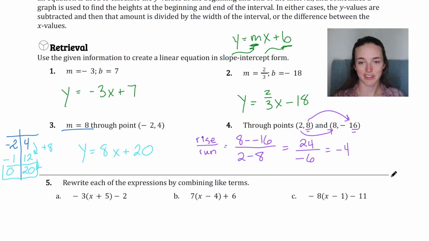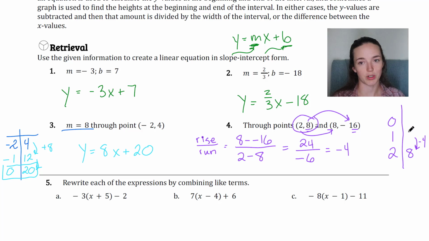I have the slope, I just need the y-intercept. So I'm going to make a table. This time, I'm going to start with the thing that's closer to step 0, which is (2, 8). But this time I have to go backwards to get to step 0. Not a big deal, but we do need to be careful. The slope is -4. So I'm subtracting 4 to get from step to step.